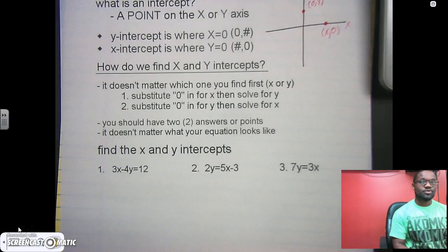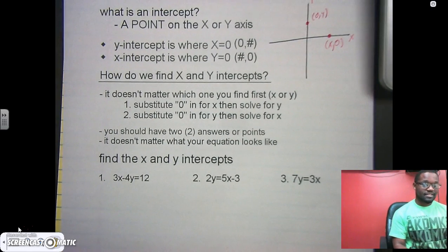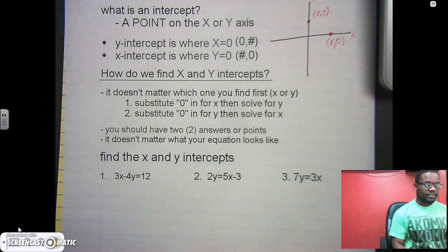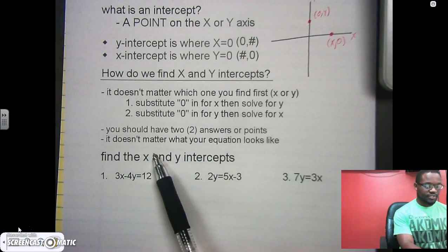Never combine them into one. Every intercept has a 0 in it. So if it doesn't have a 0, it's not an intercept. You can't combine two different numbers into one super point and say this is your answer. No. And don't let the equation throw you off.